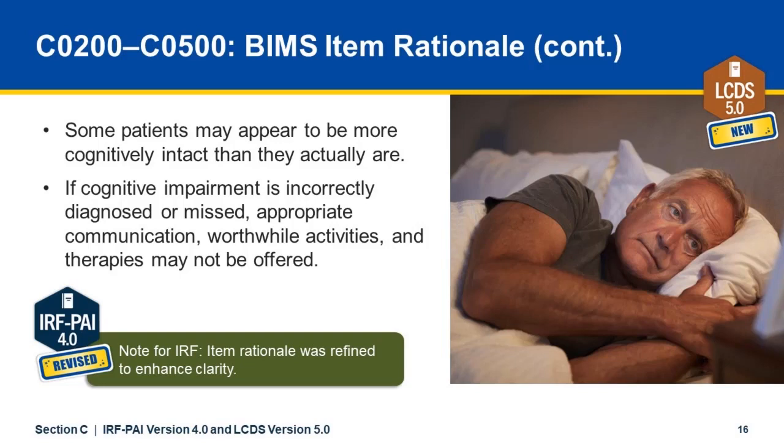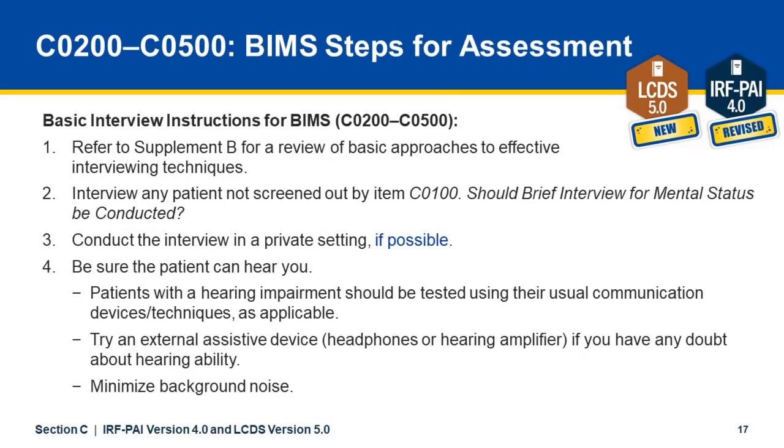And note for IRFs, when you review the guidance, you'll see that the item rationale for these items was refined to enhance some clarity. Now, let's take a look at the steps for assessment. And again, for IRF, these will look similar to what you already know, with a few refinements. So we'll start by reviewing the basic interview instructions for the BIMS, C0200 to C0500. We are going to start by informing you that there's this supplement B that actually reviews the basic approaches for effective interviewing techniques. Really important document to take a look at.